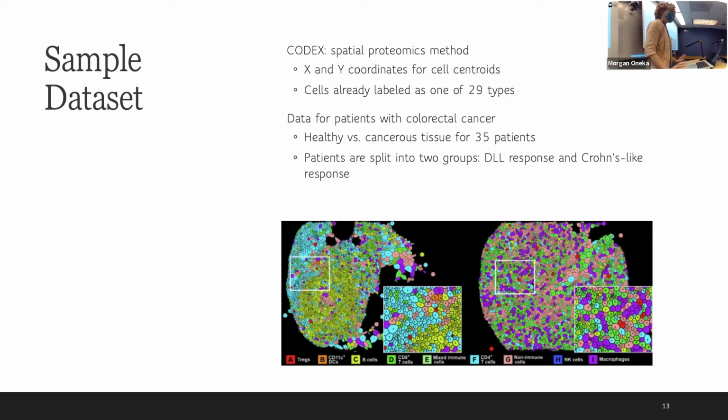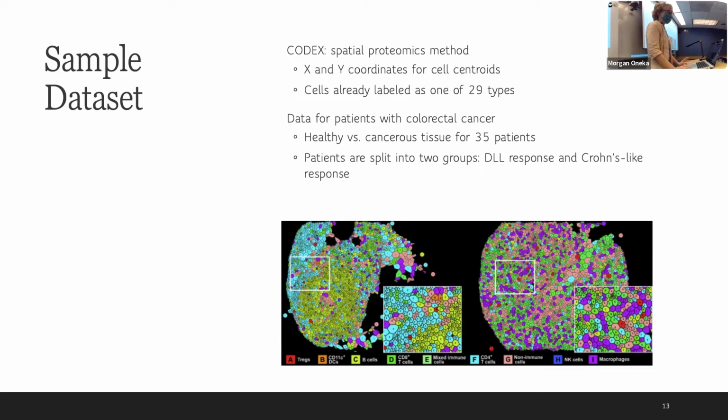Essentially, how spatial proteomics with Codex works is we can visualize where the cells are in the tissue. I believe this is similar to multiplex immunohistochemistry, where we can see the protein expression and in what location that protein is being expressed. So we get an idea of where the cells are located: the XY coordinates for the cell centroids, and their protein expression levels. This allows us to label cells as different types.